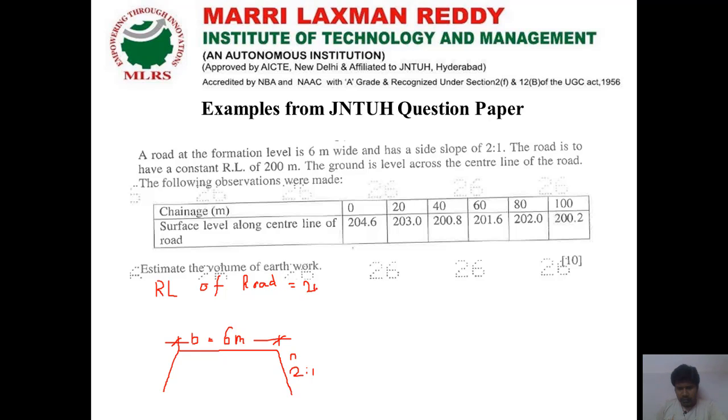But the existing road level along the central line is given from 0 meter. If I take this as 0 meter chainage, then along the chainage it may have some undulated profile like this. So this is my formation level. The road RL is 200 meter.